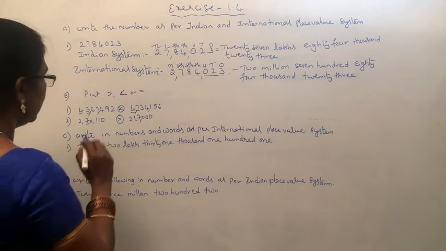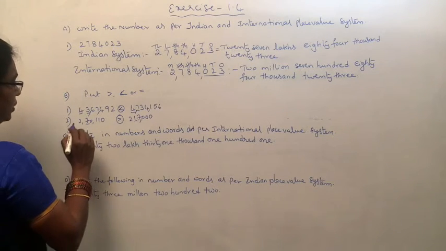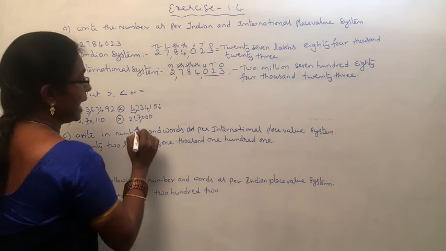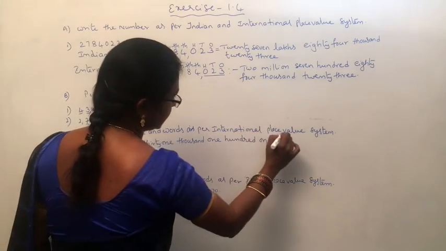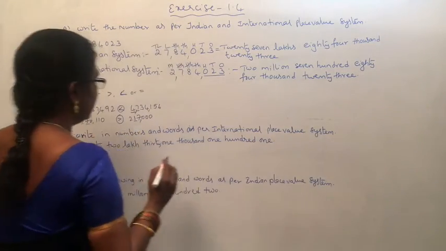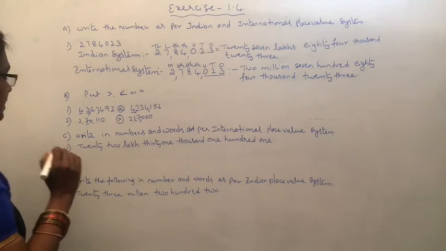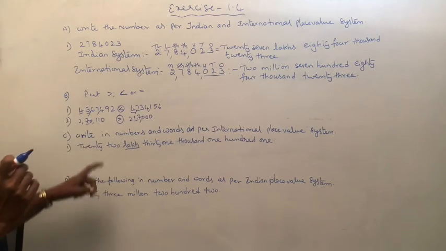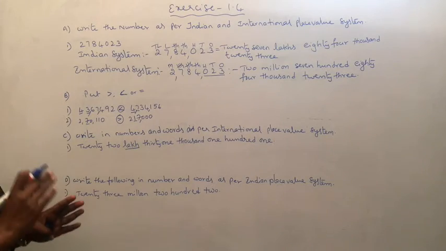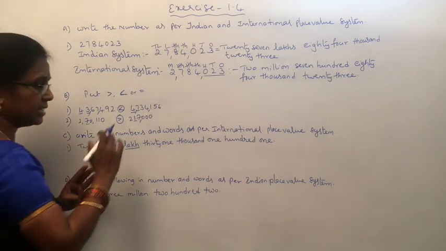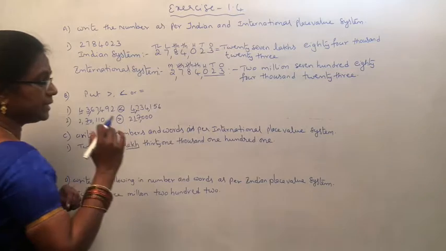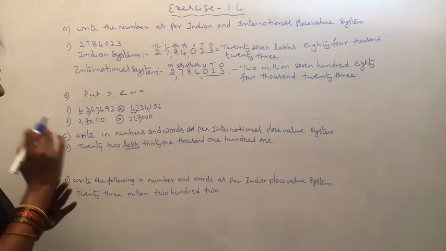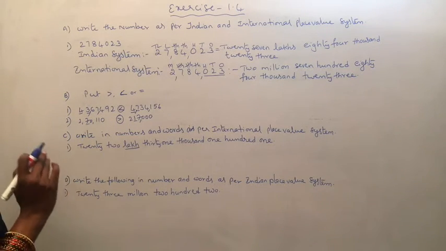Sorry, thousands. Next, third bit. Write in numbers and words as per international place value system. First he has given in Indian system because lakhs are there. Then this is Indian system. Then you have to write the Indian system number first. Then you have to write the same number in international system.